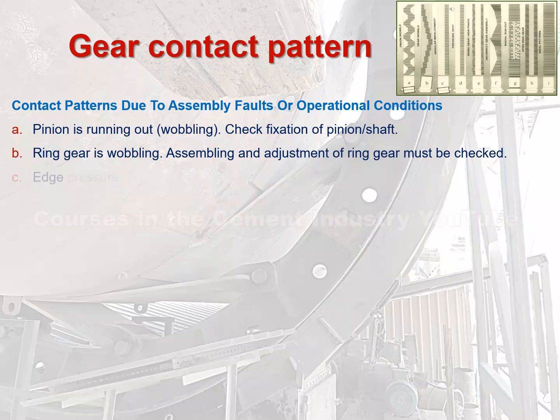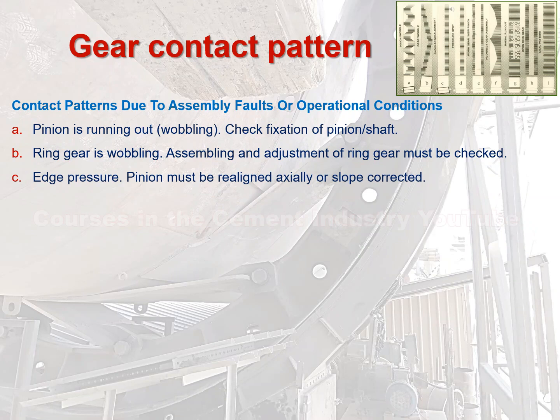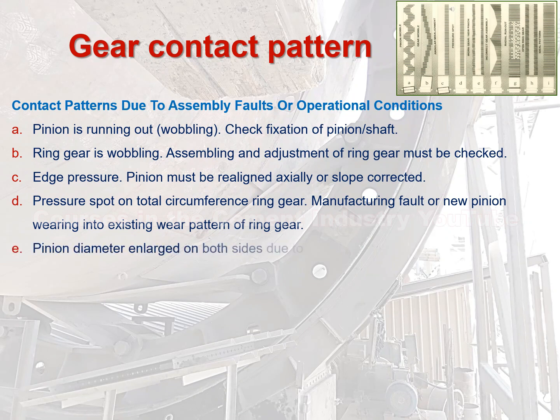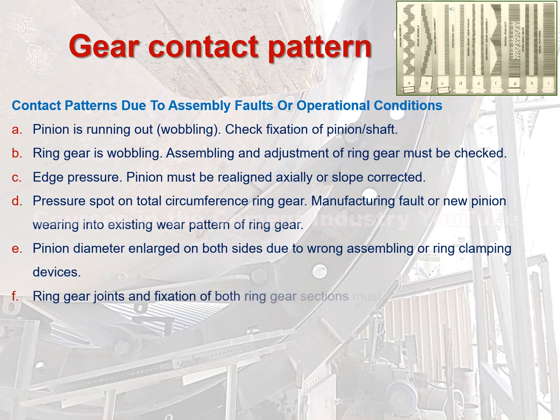C. Edge pressure. Pinion must be realigned axially, or slope corrected. D. Pressure spot on total circumference of ring gear. Manufacturing fault, or new pinion wearing into existing wear pattern of ring gear. E. Pinion diameter enlarged on both sides, due to wrong assembling or ring clamping devices. F. Ring gear joints and fixation of both ring gear sections must be checked.